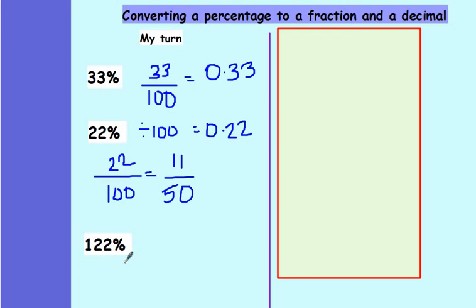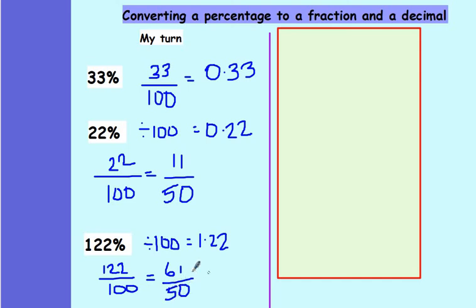And finally, I've got 122%. To convert that into a decimal, I divide by 100, which gives me 1.22. To turn it into a fraction, I've got 122 out of 100. I can simplify that to 61 out of 50. If I wanted to write it as a mixed number, that would give me 1 and 11 over 50.